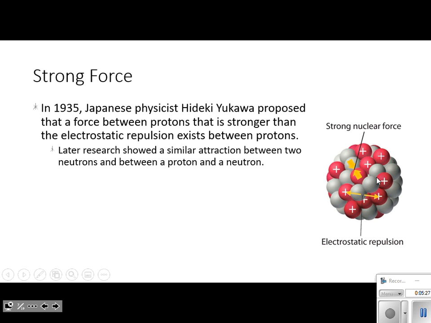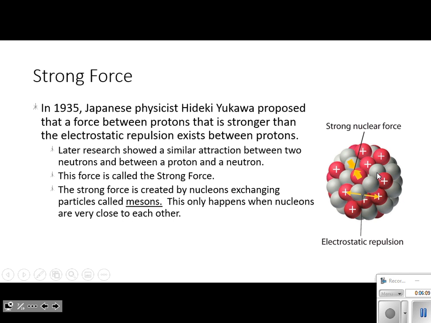Okay? Later research showed that not only between two protons, but there's also this force between two neutrons, and there's also this force between a proton and a neutron. So this strong force is dealing with everything in the nucleus, and that's what's holding it together. Okay? And I just let the cat out of the bag. He named it the strong force. So he said that there's this force that is stronger than the electrostatic repulsion.